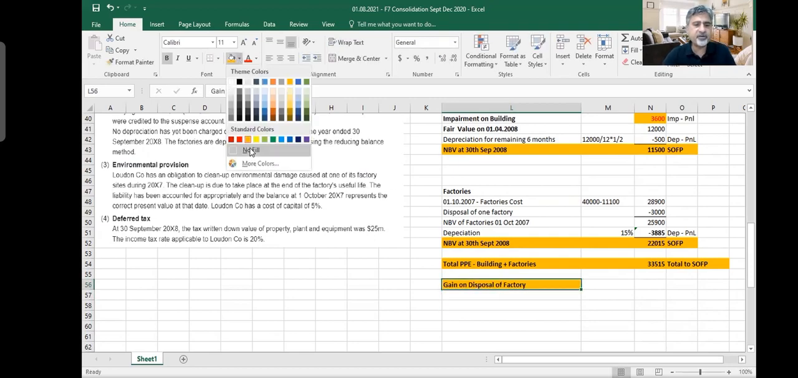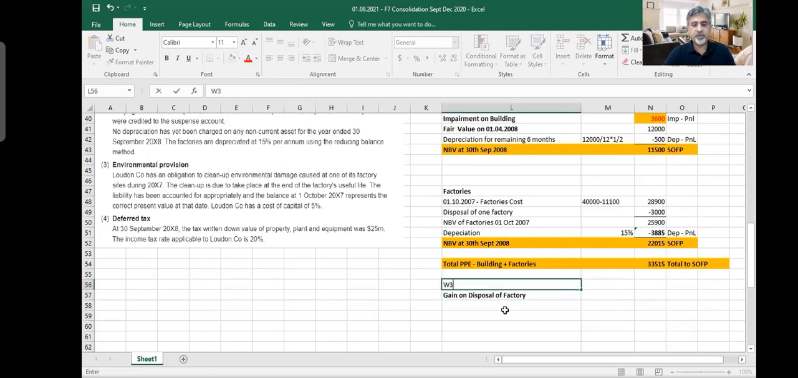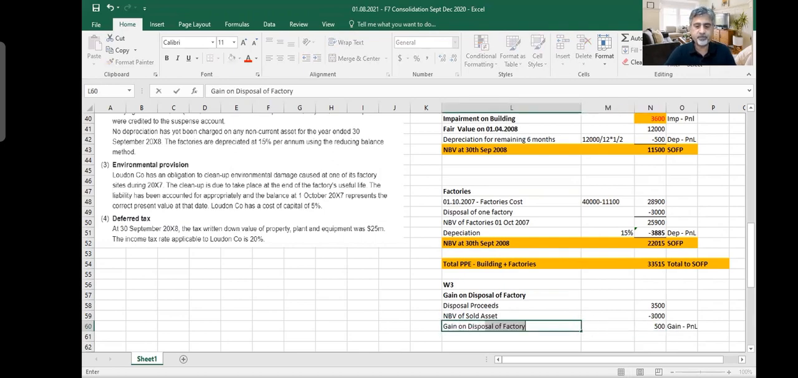Gain on disposal of factory, I can call it working 3, okay, like this. Working 3, gain on disposal of factory: disposal proceeds, which are 3.5 million, less net book value of sold asset, which is 3 million, and this is 500,000, and that goes as gain, and it will go to your P&L. So this is my gain on disposal. This is one calculation I needed to check.